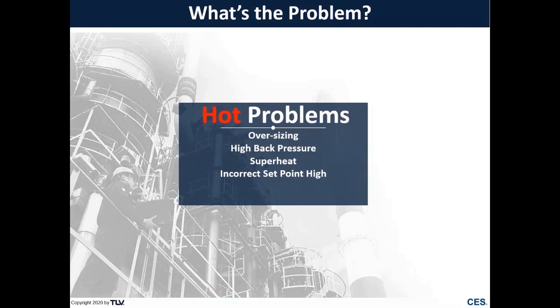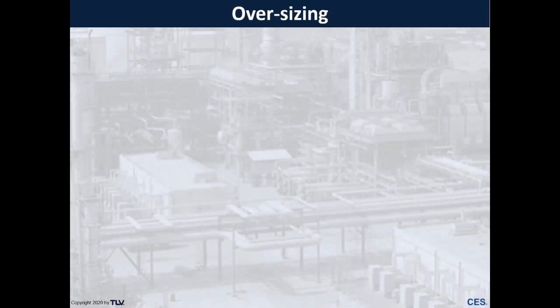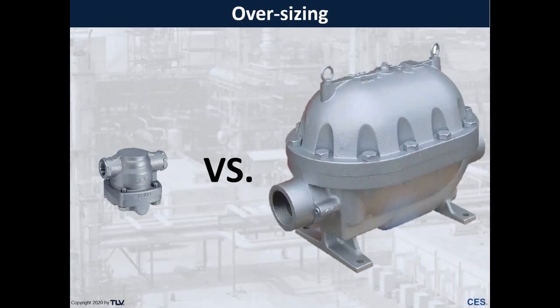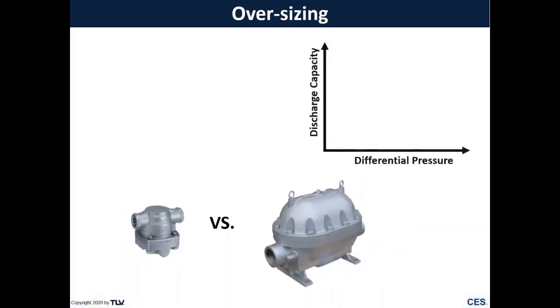First, we'll talk about hot problems or traps that have failed open. The first one is going to be oversizing, where this is the size steam trap that we need, say on a trip or tracer, but what is installed is a big trap like this.